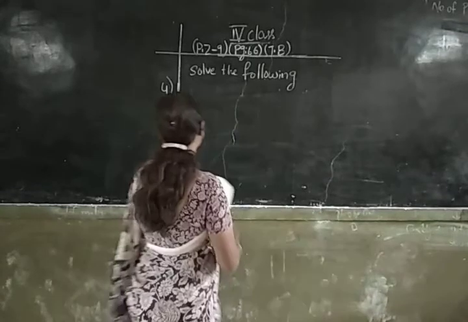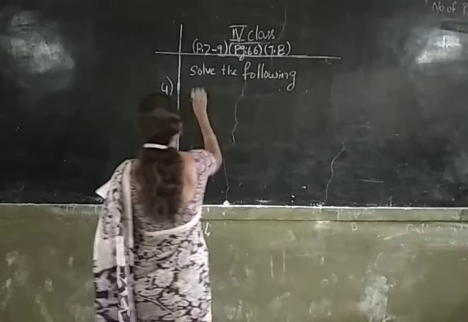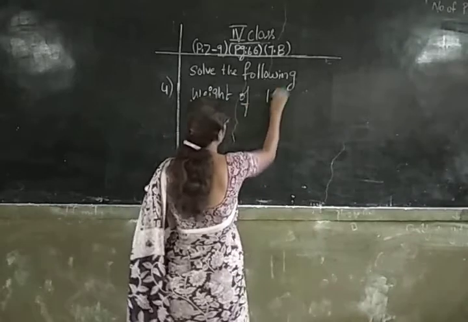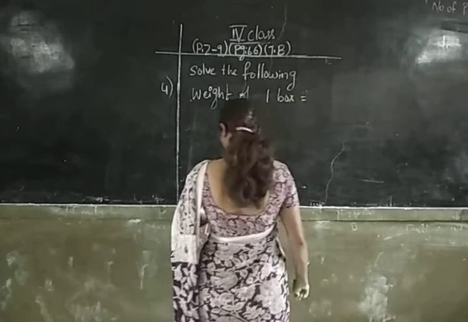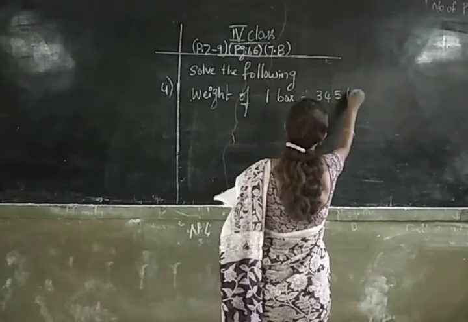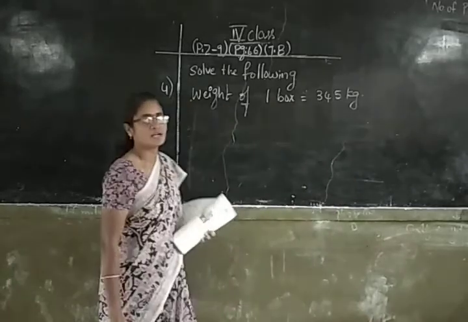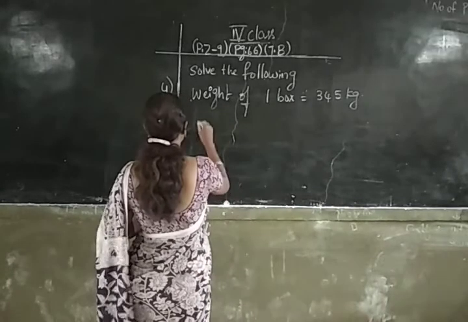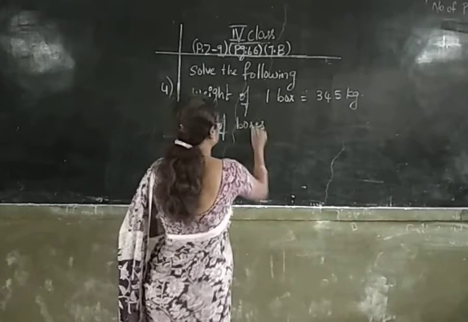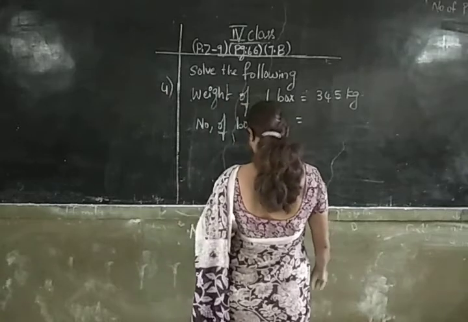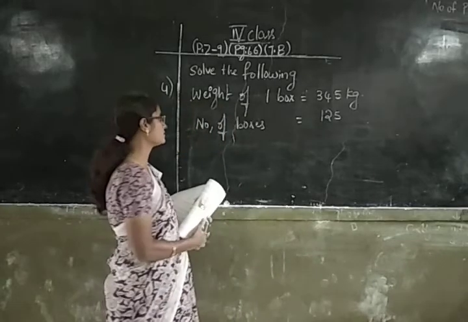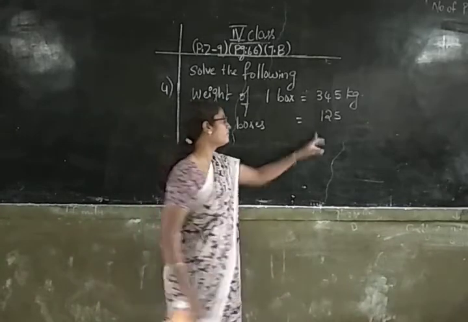Okay children. So let us first write down the weight of one box. What is the weight of one box? The weight of one box is 345 kgs. How many boxes are there? Number of boxes. There are 125 boxes. Now we have to find out the weight of 125 boxes.